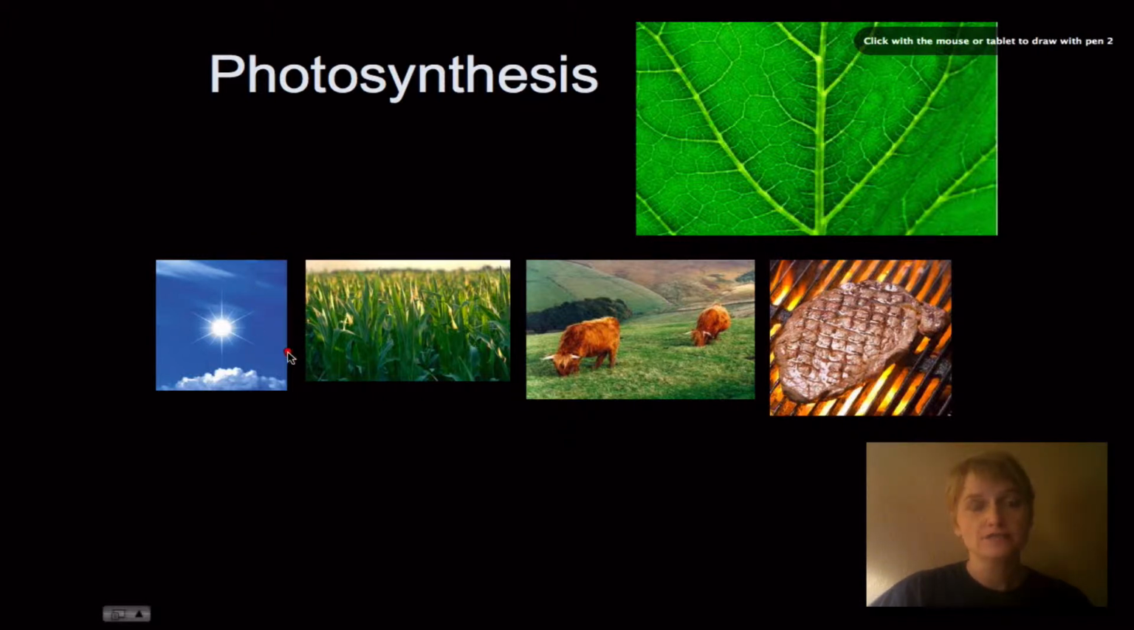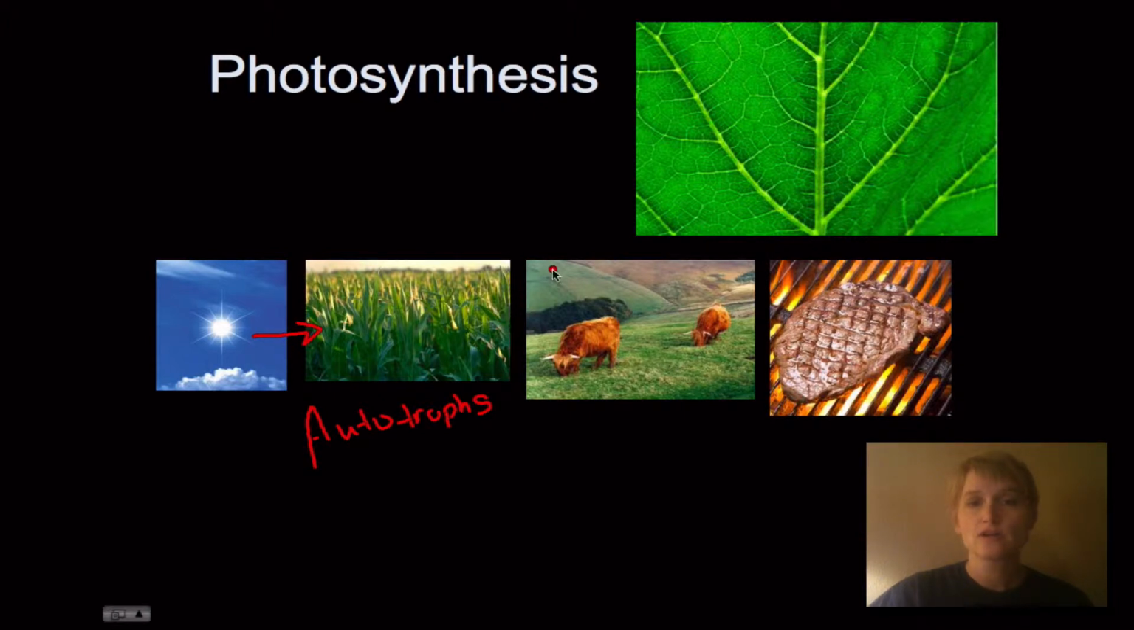They either do this directly from the sun, as in the case of plants. So these plants would be autotrophs. Autotroph means that it creates its own energy. So these autotrophs get their energy directly from the sun.